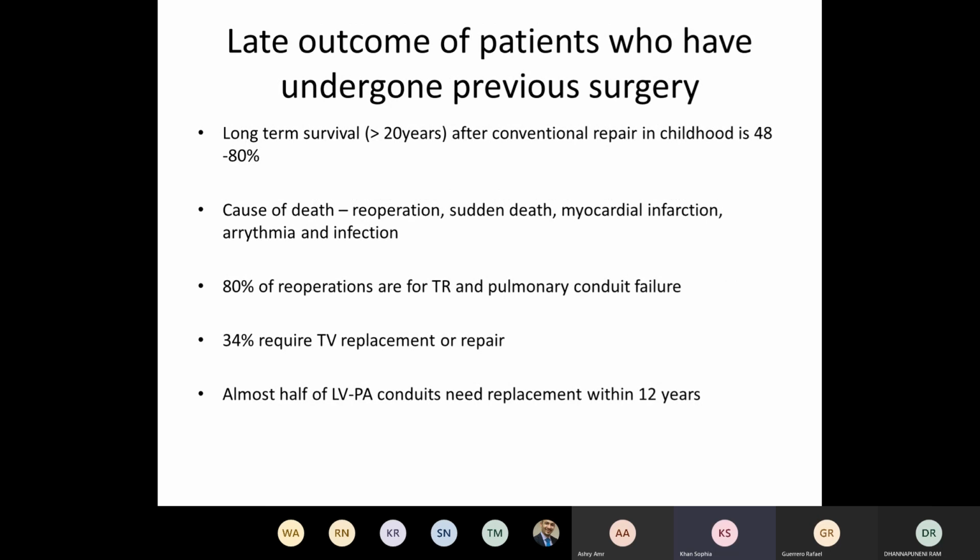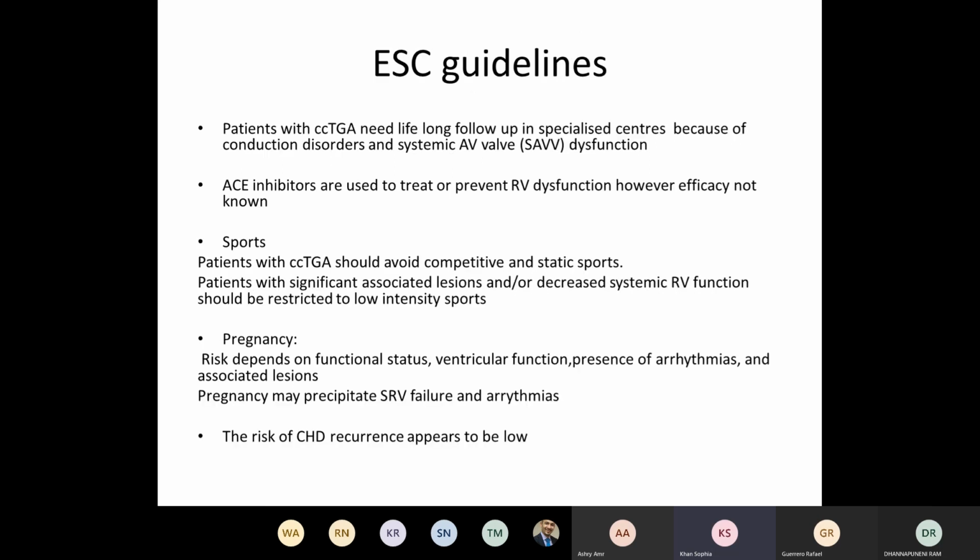And then, I know I didn't really talk about the patients that had early surgery, but just in terms of follow-up, their long-term survival is quite good. It's well over 50% anyway. However, there is a slightly increased cause of death, and that can be when they have repeat surgery or the risk of sudden death, as we've said, and the higher risk of MI, arrhythmias and infections. So patients will need reoperations, quite a high number of them, 80%, normally for the valve, or if there's been a conduit that's failing or conduits need replacing, as we know from our work here, I guess. And about a third will need some intervention on the valve.